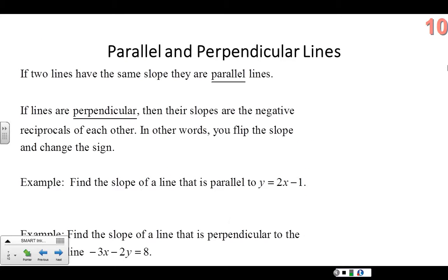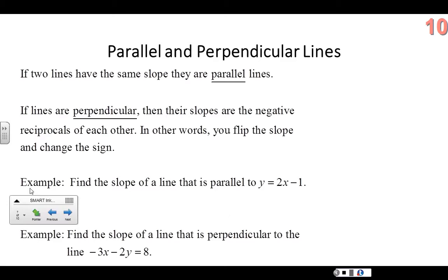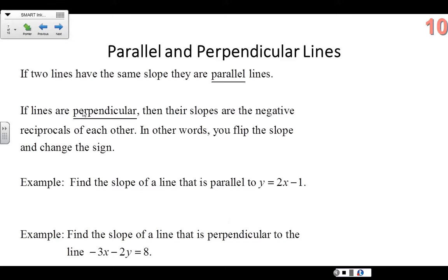Now, some things you talk about when you're writing equations for linear functions, they may throw in some vocabulary about parallel and perpendicular lines. Okay, I got some stuff covered up here. Let me move that. If two lines have the same slope, they're parallel. Parallel lines never intersect and their slopes are always equal. If lines are perpendicular, then their slopes are negative reciprocals of each other. In other words, you flip the slope and change the sign.